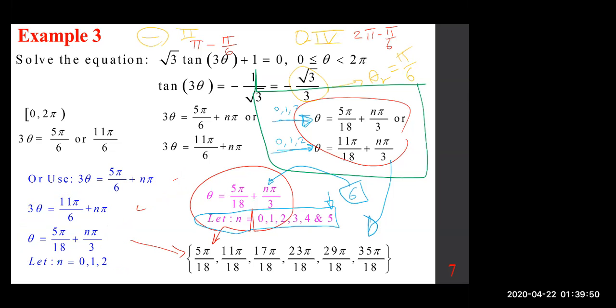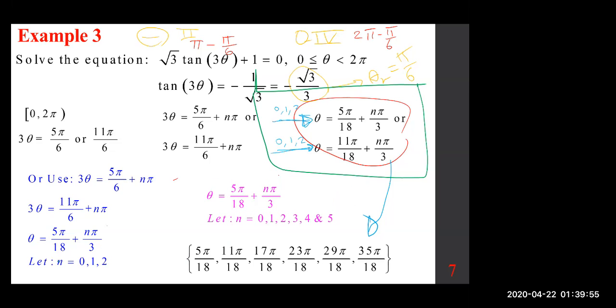Okay, let's just clean everything up. Class, the one in green, those are the answers we came up with, right? Use 0, 1, 2. Let's say, I want to make sure everyone understands when we stop. Let's say instead of 3 theta, we had 5 theta. Then we would go 0, 1, 2, 3, 4. We stop at 5. We don't go to 5.